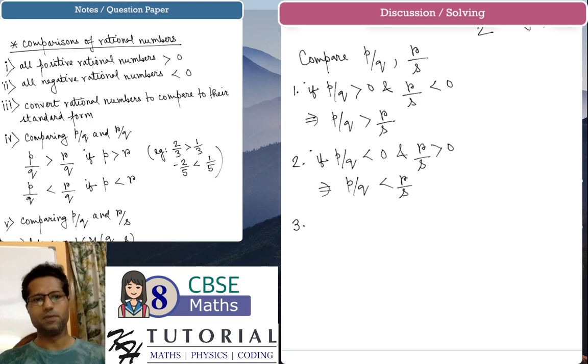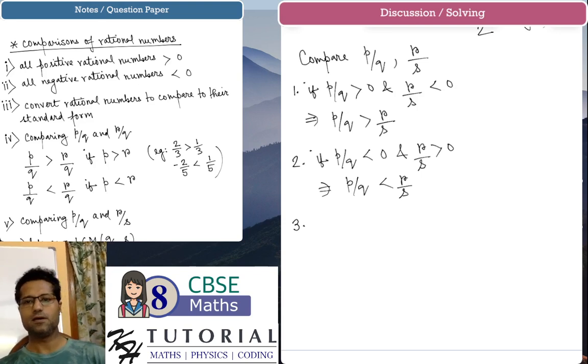So in point number 3 in the notes, you can see: convert rational numbers to their standard form before comparison. You convert both the rational numbers p by q and r by s to their standard form. That is, both the denominators will be positive and there will be no common divisor between the denominator and the numerator. Now let's say p by q and r by s are both in standard form.